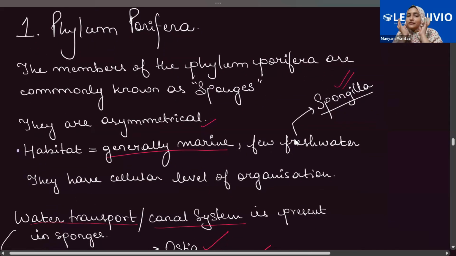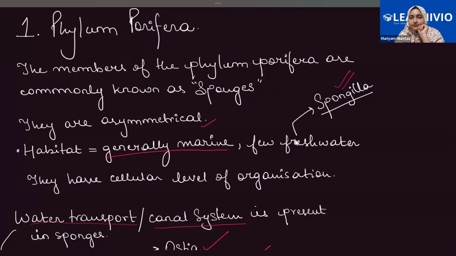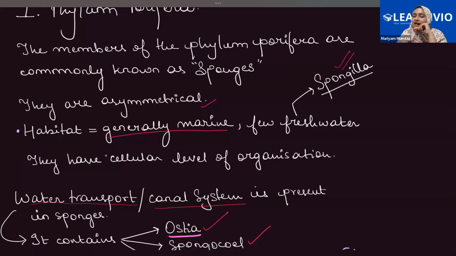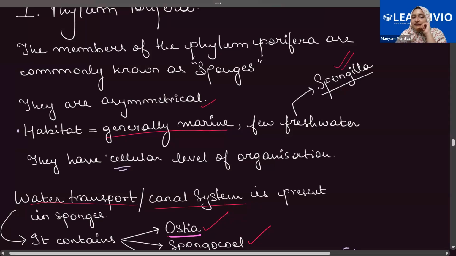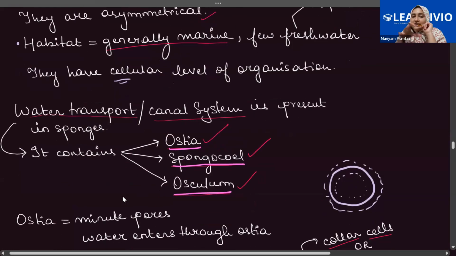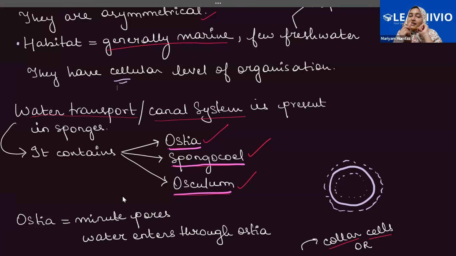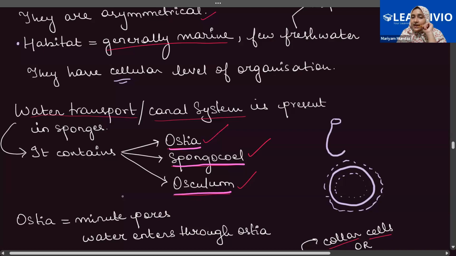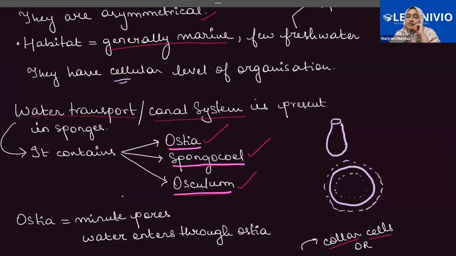Now, you know that the members of this particular phylum are known as sponges. They are asymmetrical. Talking about their habitat, they are generally marine and some of them are freshwater. Marine means they live in the sea or the salt containing water bodies. They have cellular level of organization. One very unique system that they possess is the water transport system. Even though they live in the water, they still have the water transport system, or you can say the water canal system, and it has three things. It has ostia, which is a bigger opening. Then this opening leads into a cavity called spongocoel, and then there is the end structure known as osculum. So these are the structures that you can find in the water transport system.